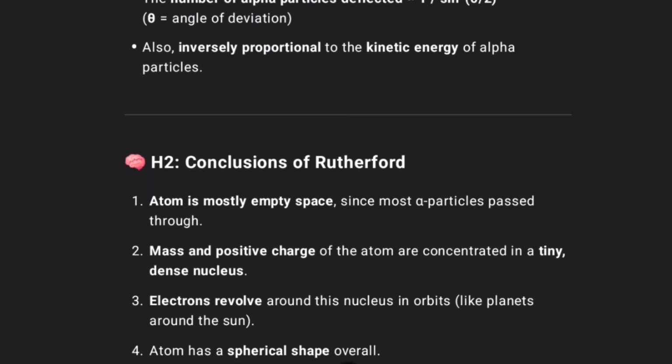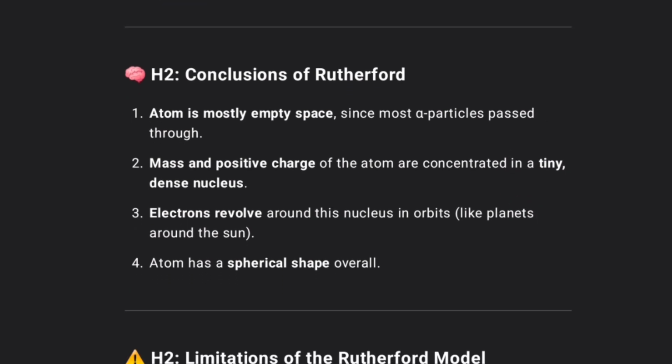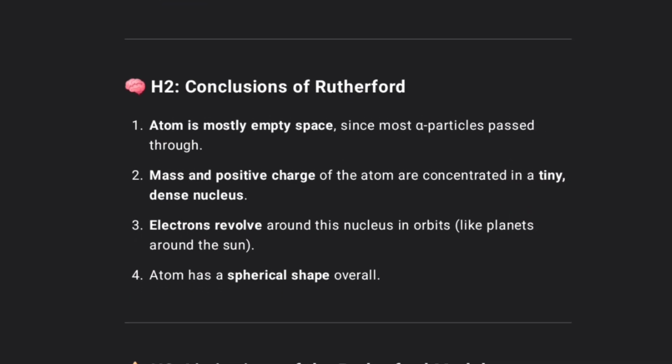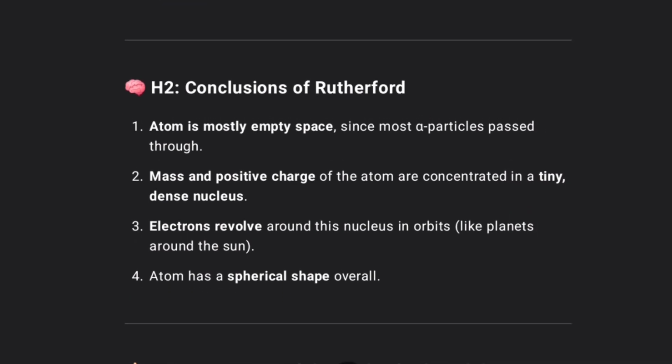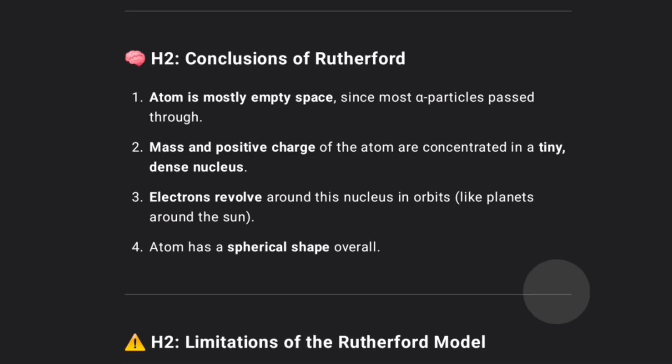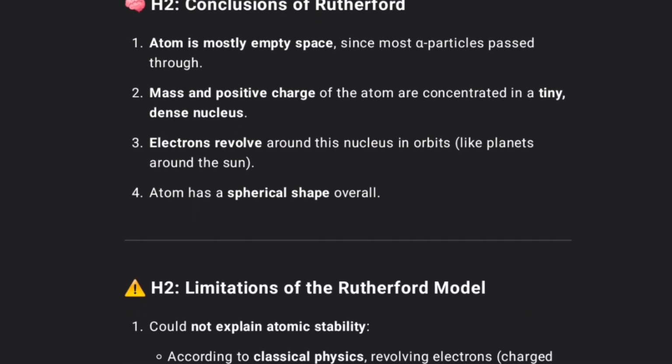Conclusions of Rutherford. 1. The atom is mostly empty space, since most particles pass through. 2. The mass and positive charge of the atom are concentrated in a tiny, dense nucleus. 3. Electrons revolve around this nucleus in orbits, like planets around the sun. 4. The atom has a spherical shape overall.